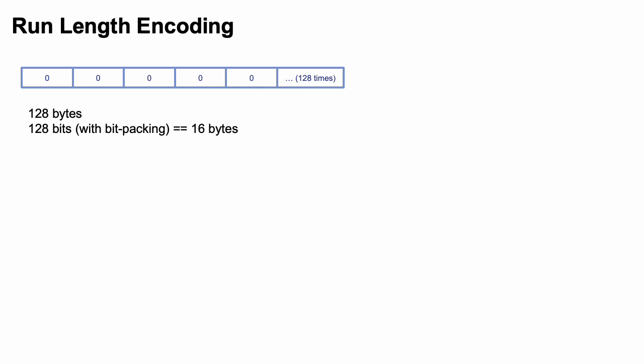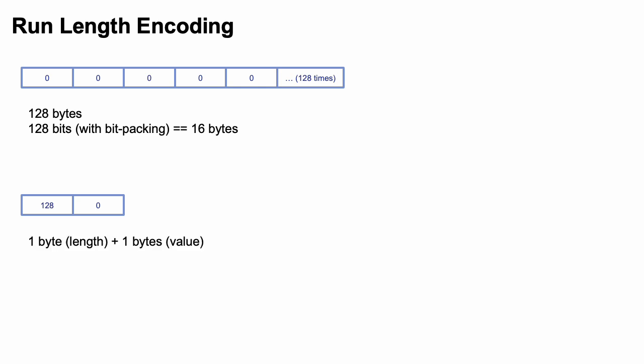With bit packing, we can be optimal and we can use just 128 bits because Booleans can be represented as bits. 0 means false and 1 means true. So it will require 16 bytes. However, it can be made even more optimal because you see all the 0 value is getting repeated a lot of times. In this example, it is getting repeated 128 times. So why don't we store just the length, the run length, like how many times it is getting repeated, and the value which is getting repeated.